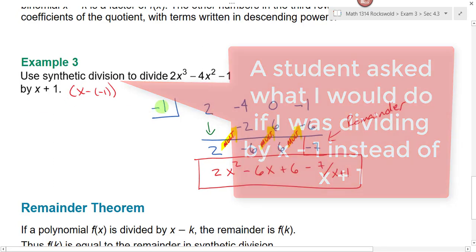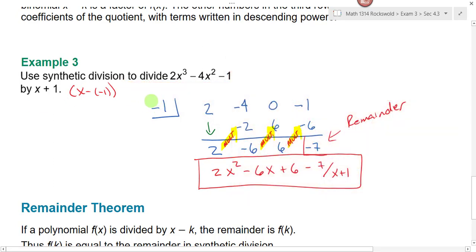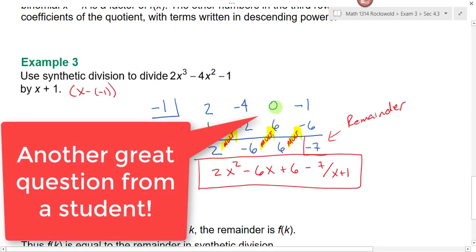So you can think of it like this. I'm changing the sign on this number. Well, that takes care of my subtraction when I change the sign and add. The question was, where did this 0 come from?